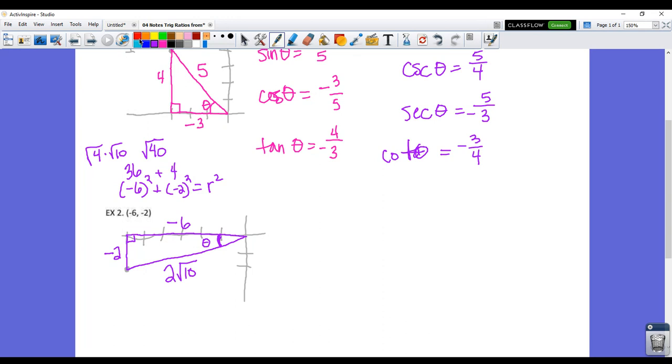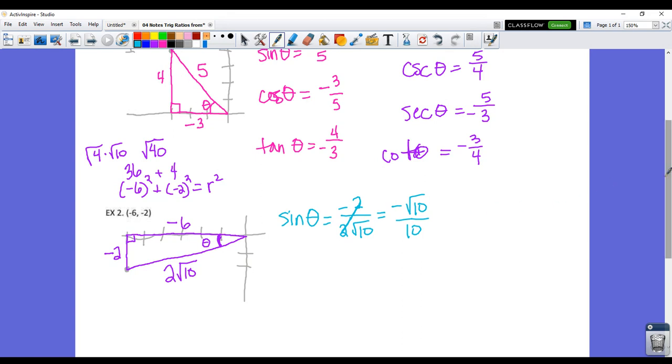So let's get to writing down your trigs. The sine here is negative 2 over 2 root 10, which once again we reduce before we rationalize.